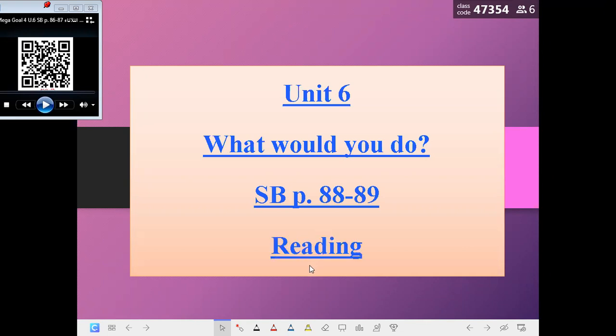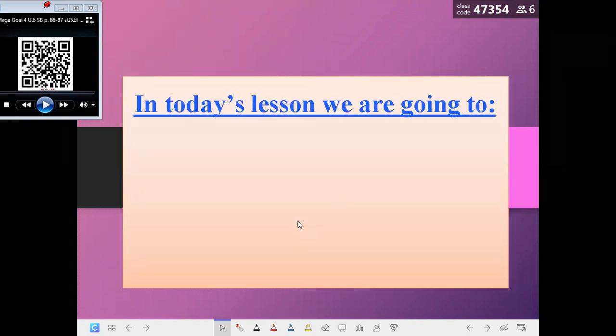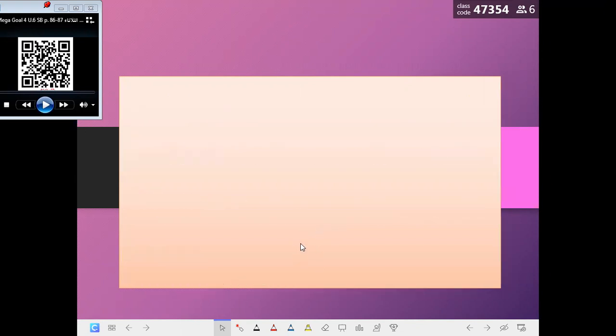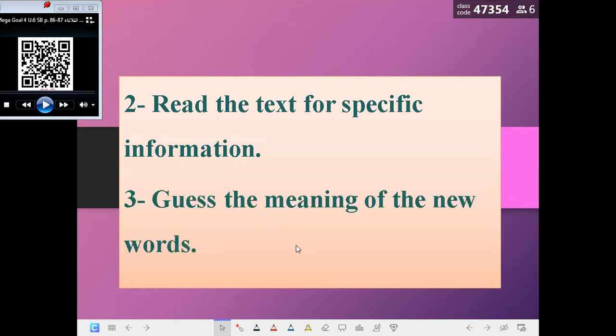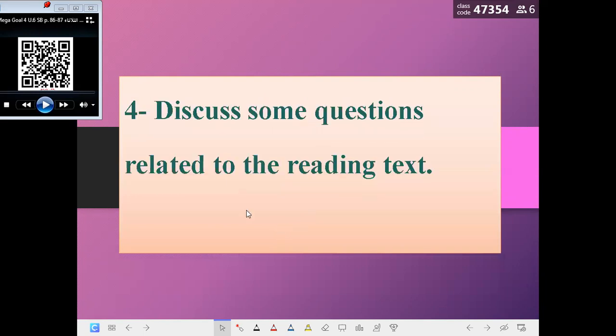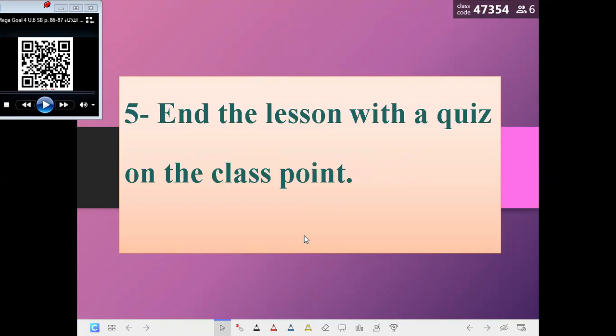Reading. In today's lesson, inshallah, we are going to, number one, check the homework we took before, and number two, read the text for specific information. Number three, guess the meaning of the new words. Number four, discuss questions related to the reading text. And the last part of the lesson is a quiz on the class point.